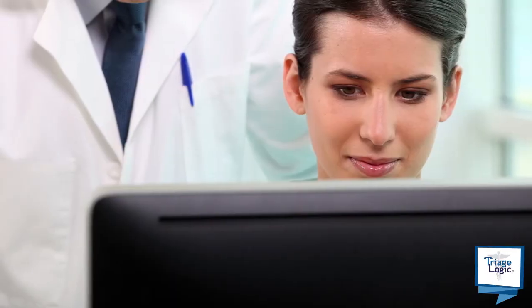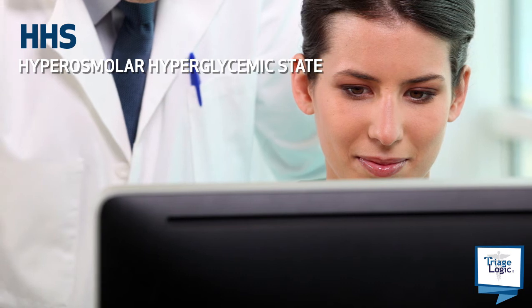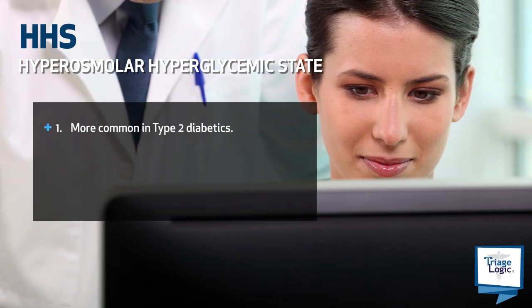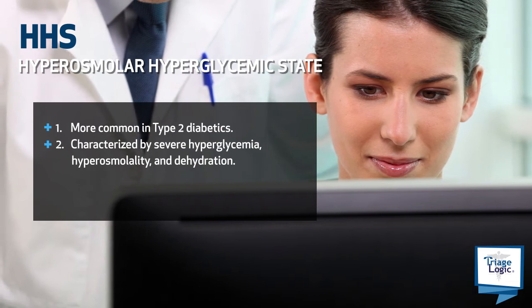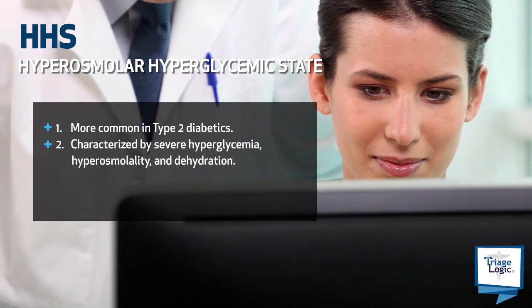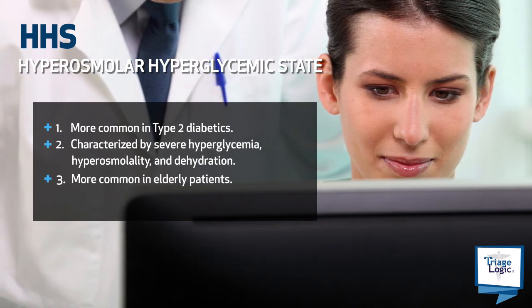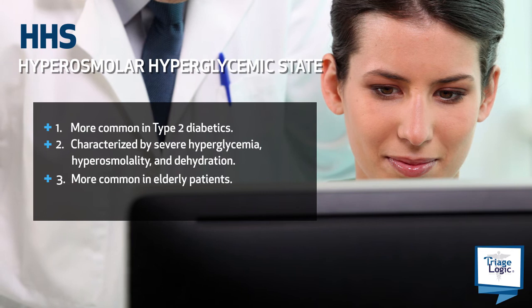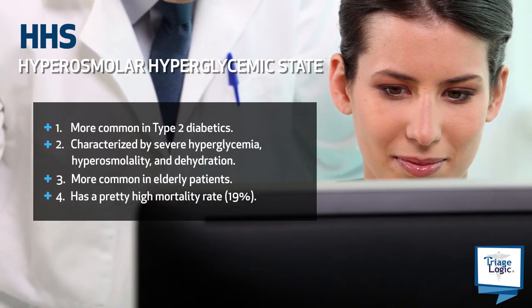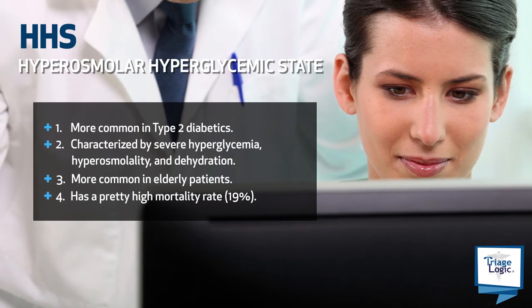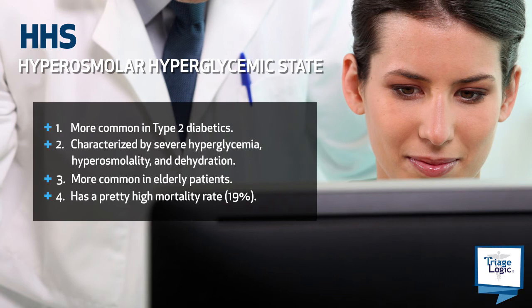Your brain shifts to HHS, hyperosmolar hyperglycemic state. This is more common in type 2 diabetics. It is characterized by severe hyperglycemia, hyperosmolality, and dehydration. HHS is more common in elderly patients with type 2 diabetes and has a pretty high mortality rate, 19%, so you want to stay focused and gather the needed information to rule out a medical emergency.